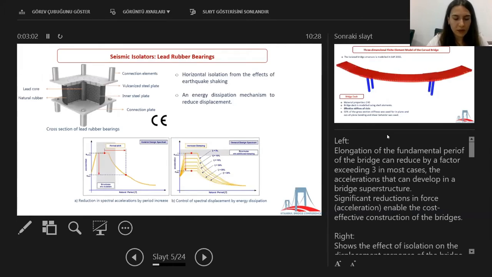Since this bridge is supported with 8 lead rubber bearings, I would like to mention the advantages of using isolators and the materials used in lead rubber bearings, for participants who are not familiar with that. Lead rubber bearings are comprised of a number of rubber layers and thin steel plates as shown in the figure. Rubber material provides lateral flexibility. Using LRB increases the natural period of the system with the help of lateral flexibility. This directly reduces earthquake forces. In addition, isolators provide an energy dissipation mechanism to reduce displacement. Inner steel plates provide vertical stability, which is needed to support axial loads.